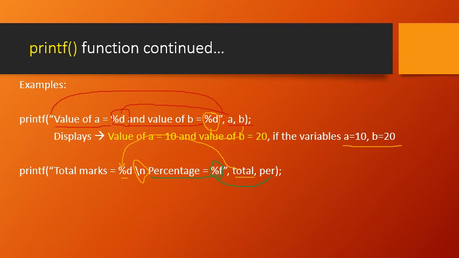Now coming to the \n here. \n means it will print a new line, meaning initially total marks equal to whatever the total marks is, that total marks will be displayed, assuming 521 here. Then there is a \n. \n means new line, meaning the next characters, that is percentage equals to whatever the percentage is, have to be printed on the next line. So it has taken the next line and printed there. This is the way the escape sequence \n is used.